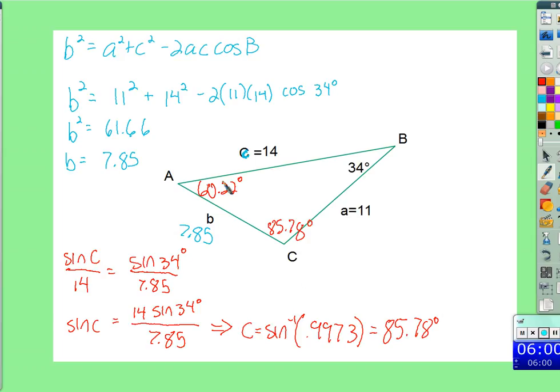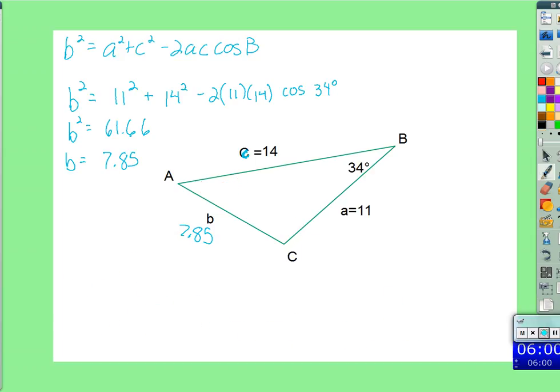Let's solve for A instead of C. Let's do the same thing and go back to where we just had 7.85 solved for, and we'll solve for A instead of C. Okay, we'll see what happens. If we solve for A first, we'll find that we get a different result. So the sine of A over 11 equals the sine of 34 degrees over 7.85.